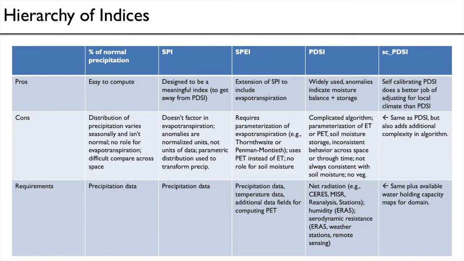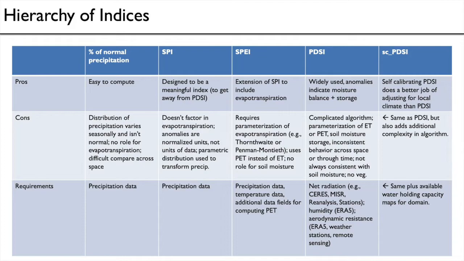We talked about the SPEI. The strength of the SPEI is really that it's designed to be an index and designed to be used in the way that indexes are supposed to be used. You can compare them across space and through time. But it doesn't have a role for evapotranspiration. It only needs precipitation data, so that's a real strength.